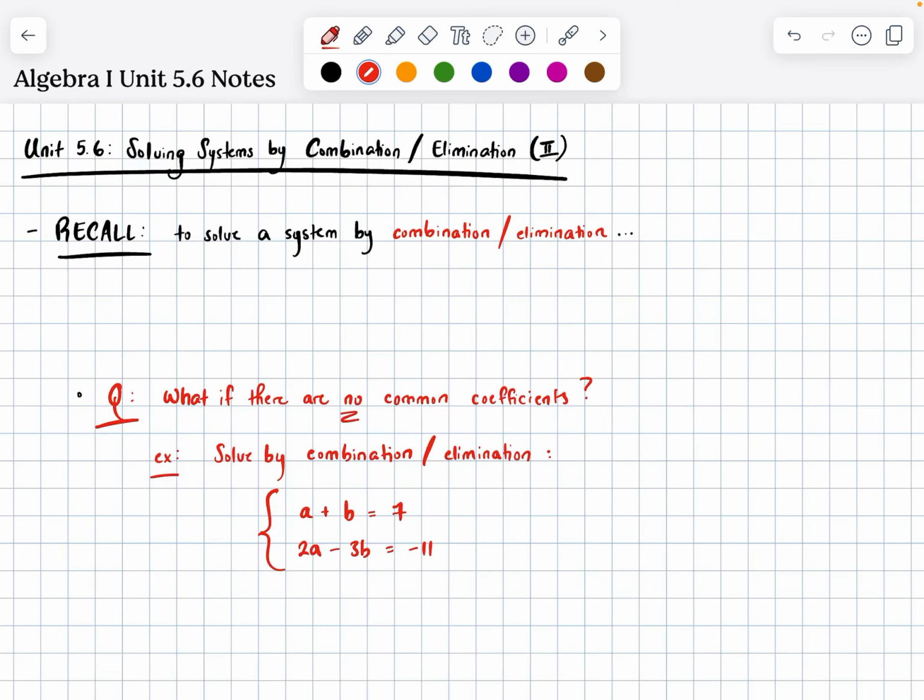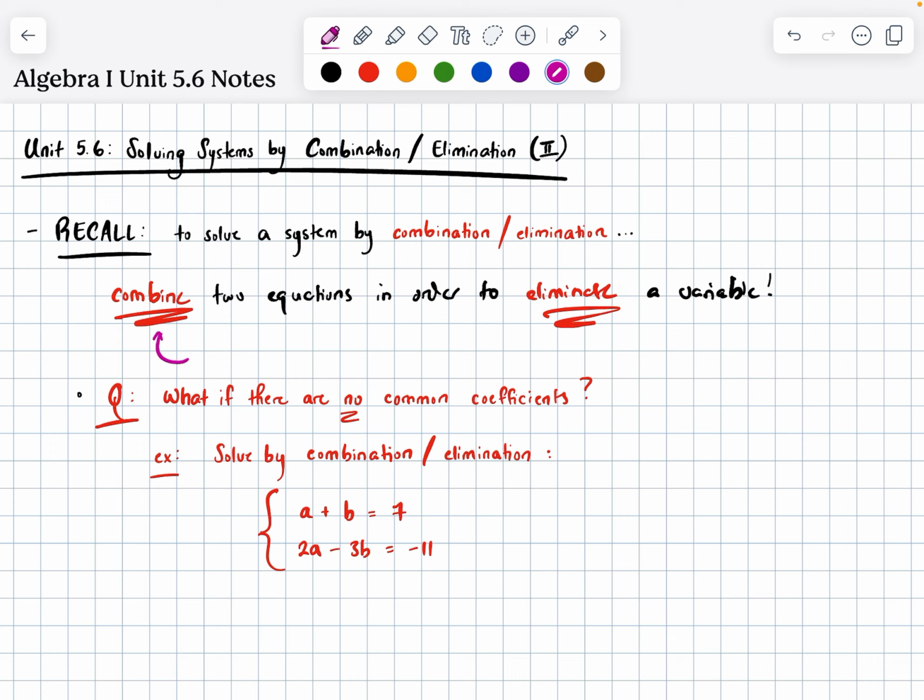Okay, well, in order to solve something by combination or elimination, it's in the name. What I'm trying to do, big picture, I want to find a way to combine two of the equations in my system in order to eliminate, hence elimination, one of the variables in those equations.